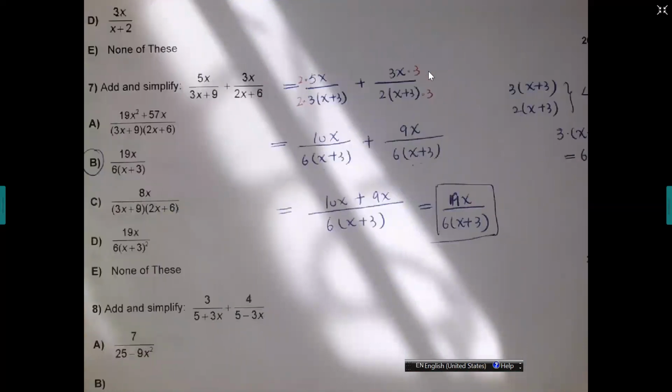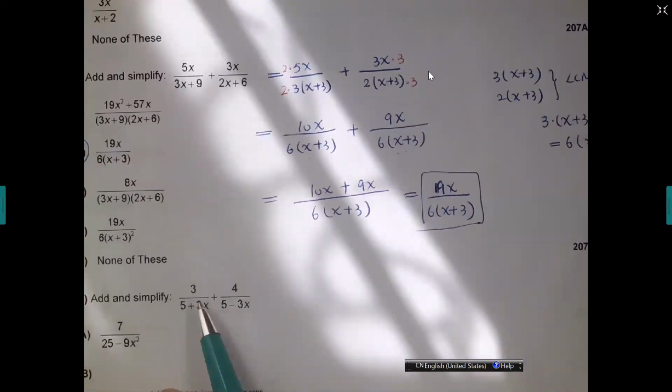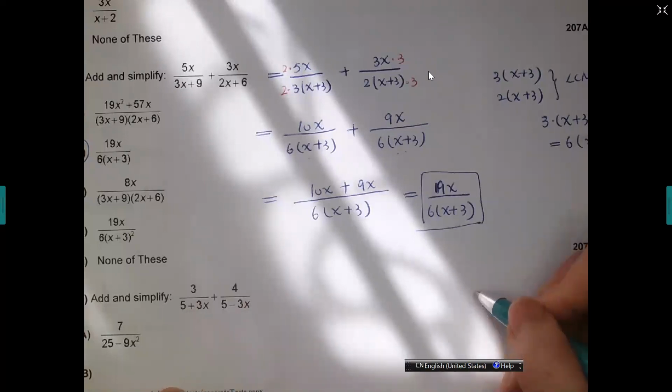Add and simplify. When we are given those two rational expressions, we see that they do not have the same denominator. And are we able to factor each one of them? The answer is no. So now we are going to move on to our scrap paper here. I write down the two denominators. The first one is 5 plus 3x.